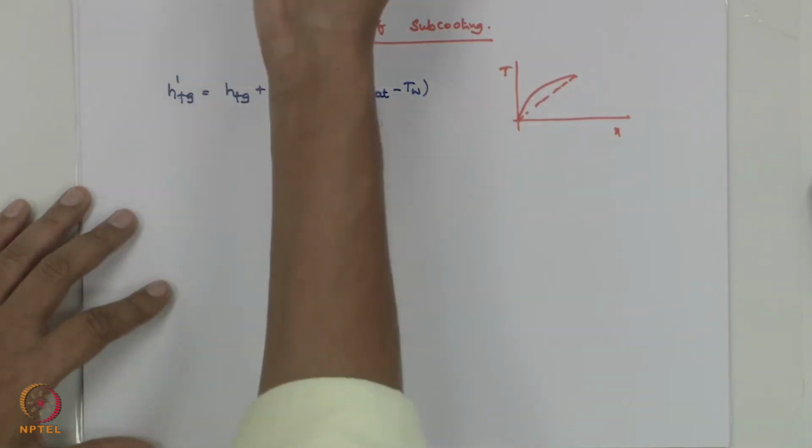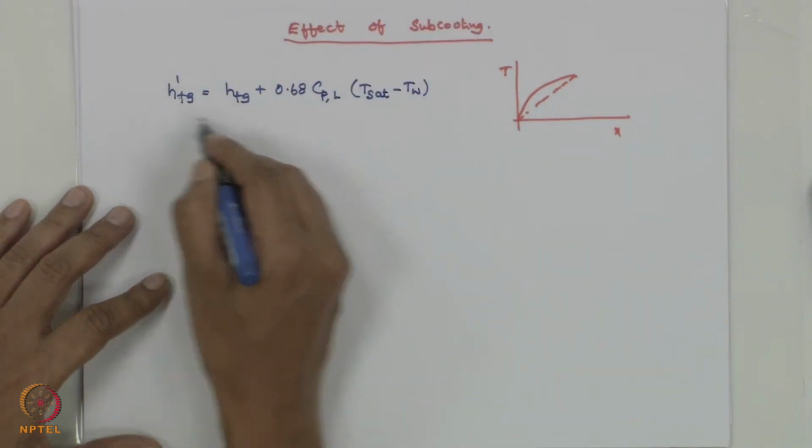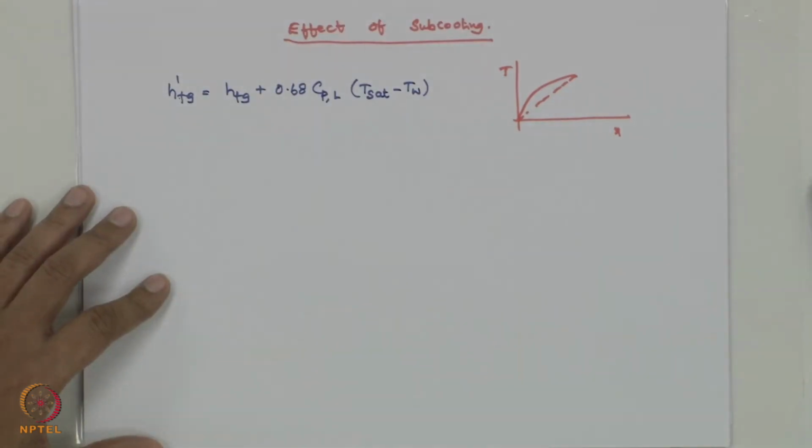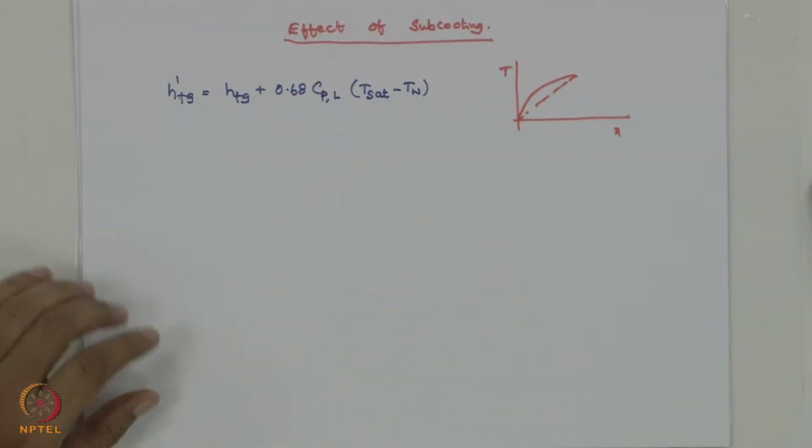So the same equations which we had calculated are valid, except that HFG has to be replaced by HFG prime, and the properties are again at TF equal to T sat plus T wall by 2.